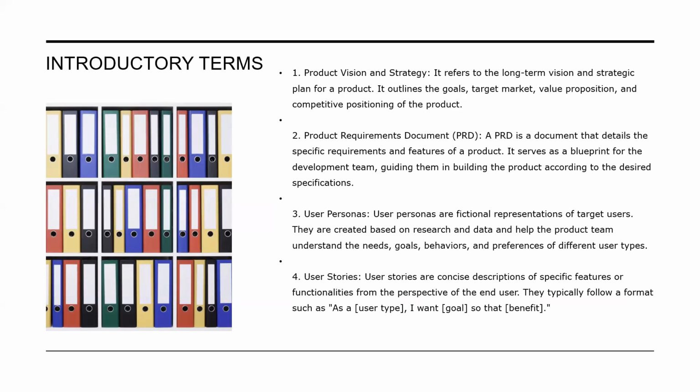Secondly, we have the product requirement document. They call it PRD. Everywhere you go, you hear PRD, PRD. So the meaning of PRD is product requirement document. Your PRD contains the detailed requirements and features of a product. It serves as a blueprint for the development team, guiding them in building the product according to the desired specification.